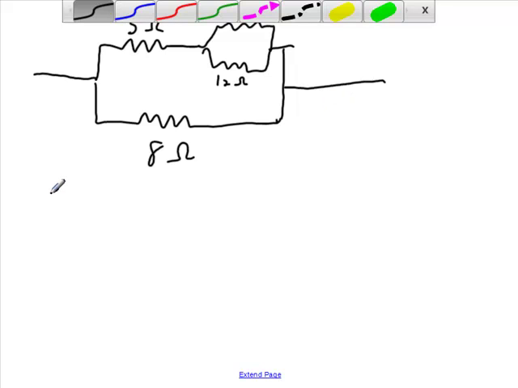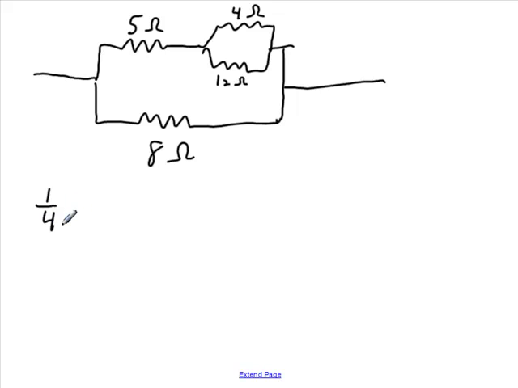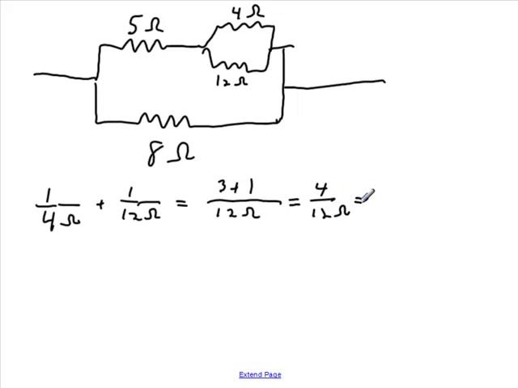So I've got 1/4 of an ohm plus 1/12 of an ohm. Well, 1/4 is 3 over 12 ohms plus 1 over 12 ohms. That's 4 over 12 ohms, 1 over 3 ohms. That's 1 over R equivalent. So my R equivalent is going to be 3 ohms. All right.